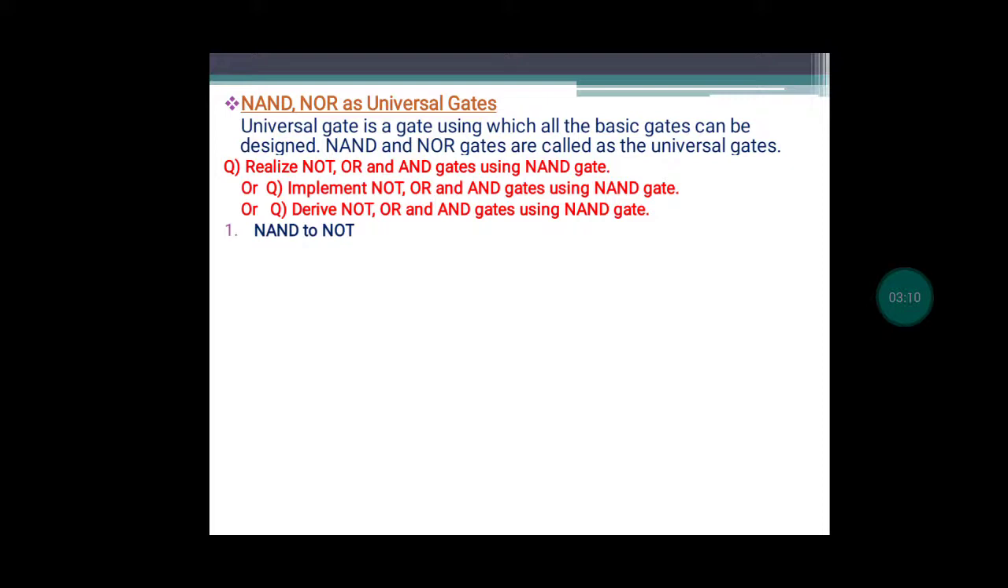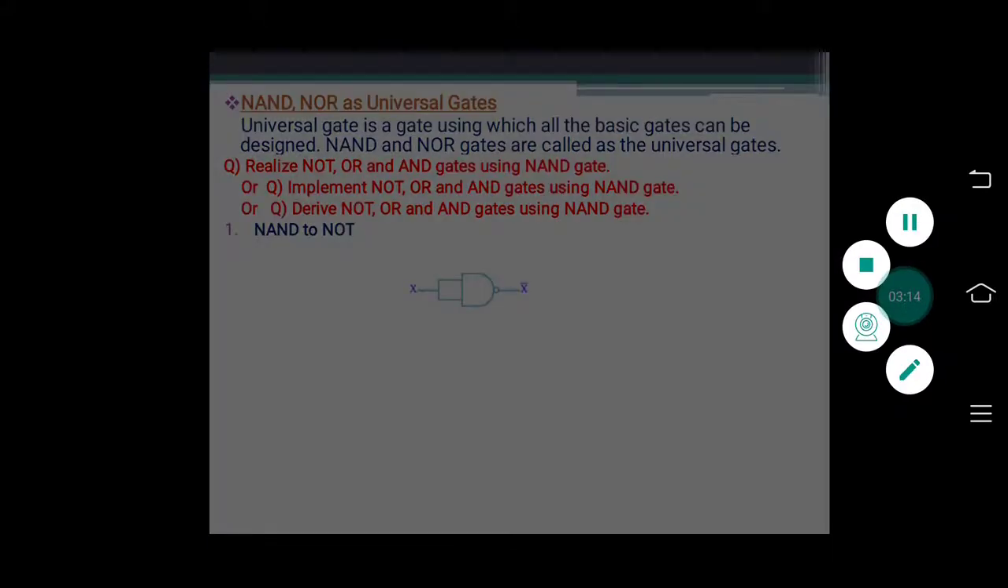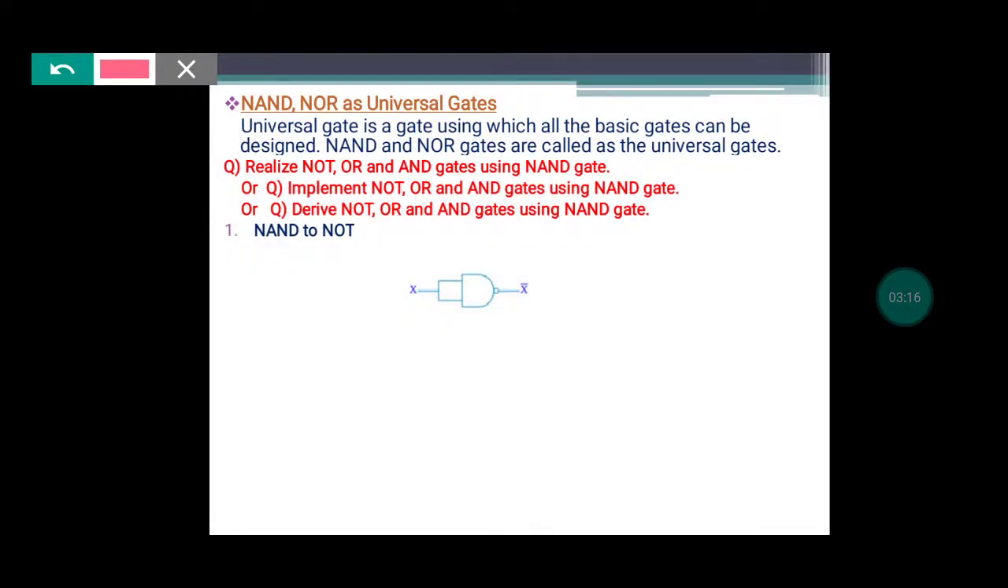Now how can we design it? As we know, recall what is a NOT gate. NOT gate is simply a gate. How many inputs does it have? It has only one input. How many outputs does it have? It has only one output. So here if I give input as X, what will be the output? Output will be X bar.